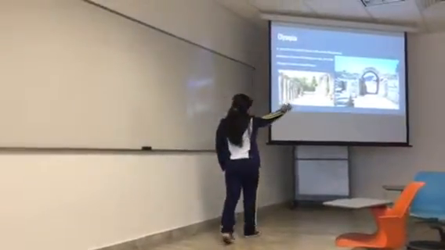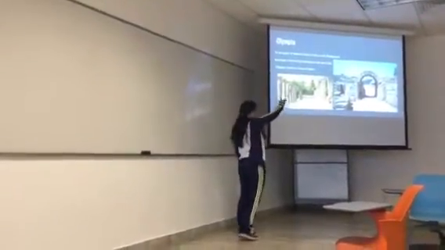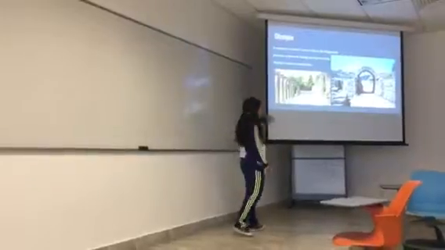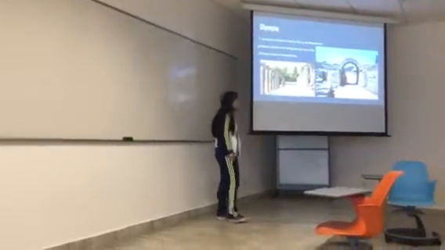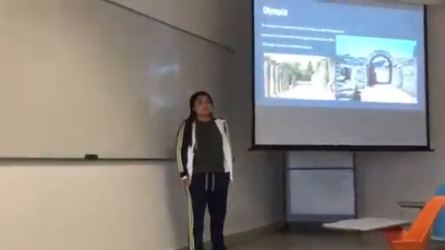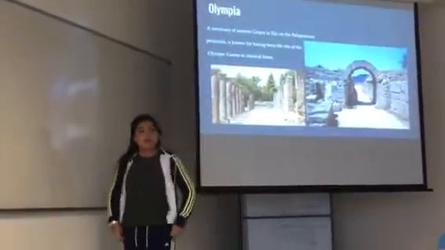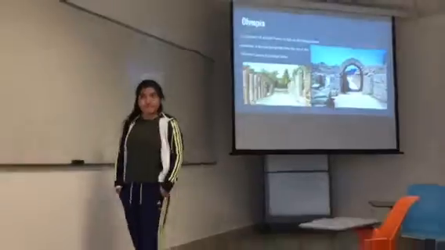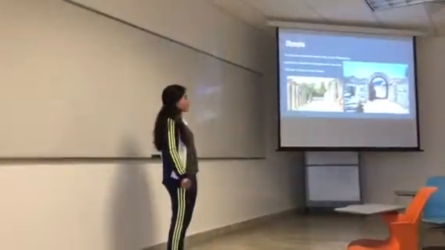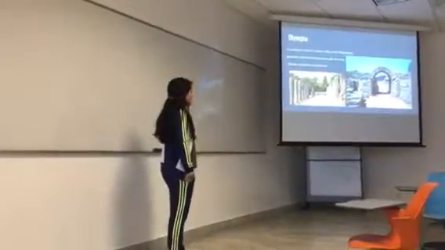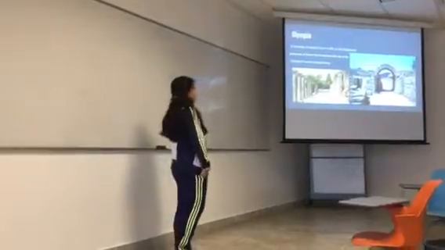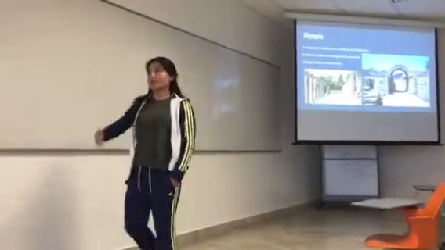This is the arch you go through to get into the stadium, and this is the part where the athletes would practice and warm up before the competitions. With this, we conclude the Greek architecture part, and we will proceed with Roman architecture.